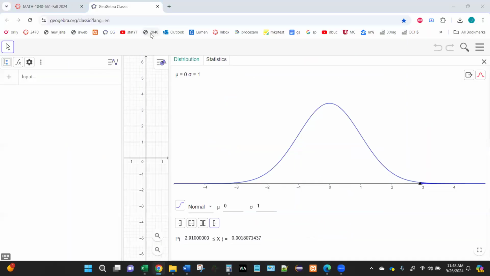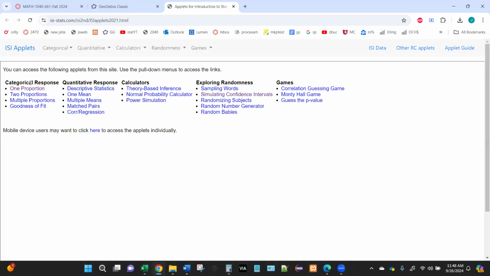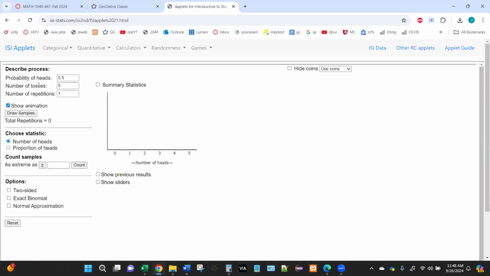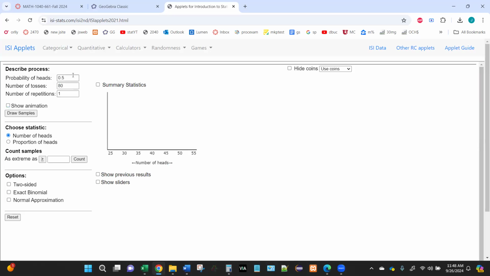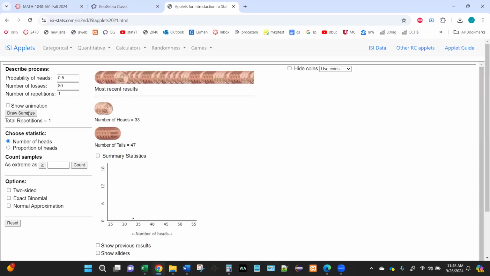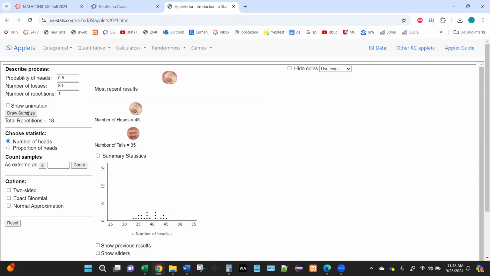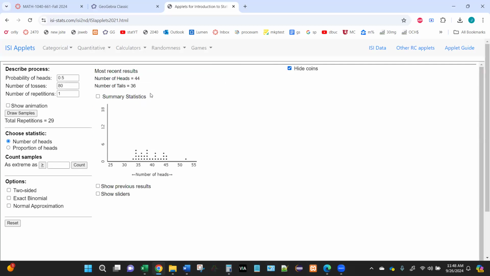So what applet am I talking about? This one here. We put in the null value, then we put in the sample size, which was 80. Then we start drawing samples. So we get these 80 flips of a coin, and we just keep repeating that over and over again, and we start building up that null distribution.